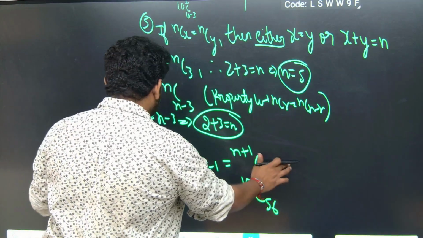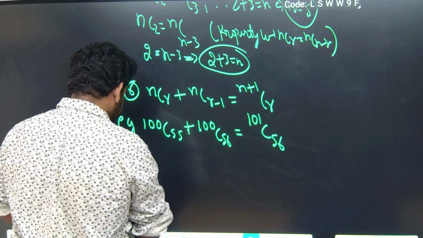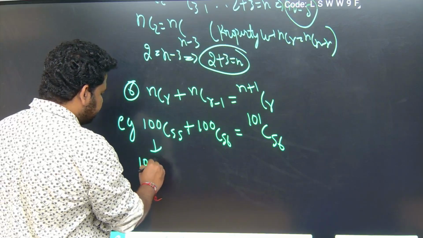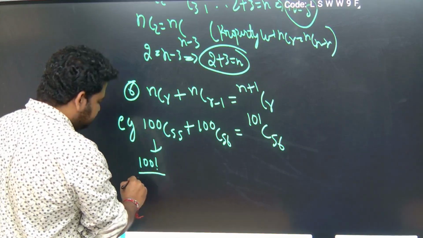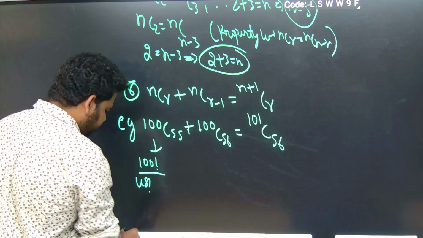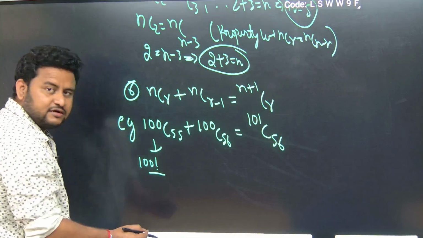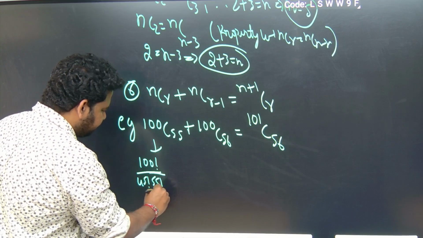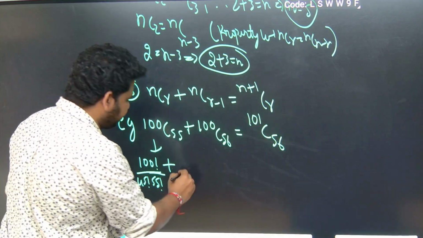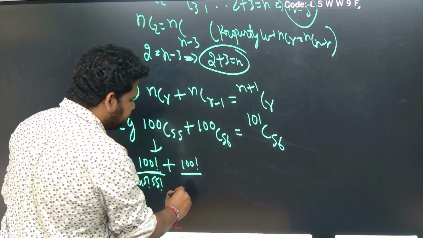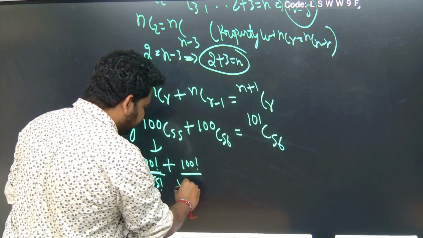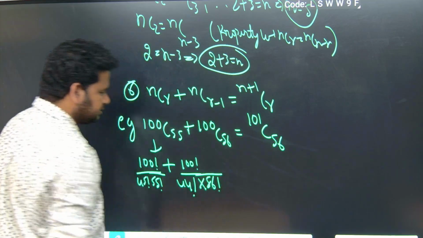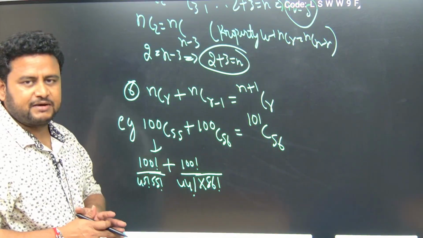Let us prove this. Let us take the LHS. 100C55 I can write as 100 factorial divided by (100 minus 55, which is 45) factorial into 55 factorial. Plus 100C56 can be written as 100 factorial divided by (100 minus 56, which is 44) factorial into 56 factorial, because it is n factorial by (n minus r) factorial into r factorial.